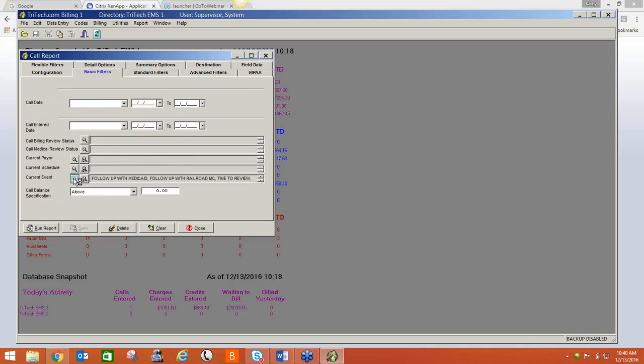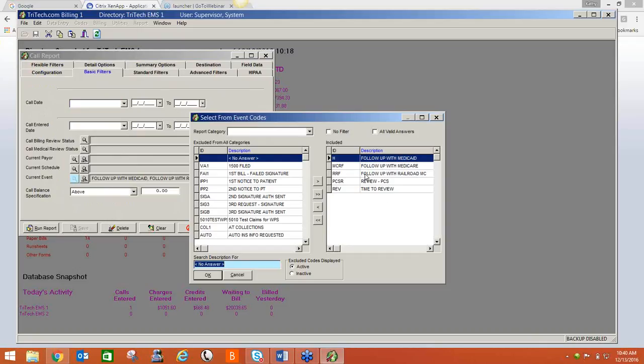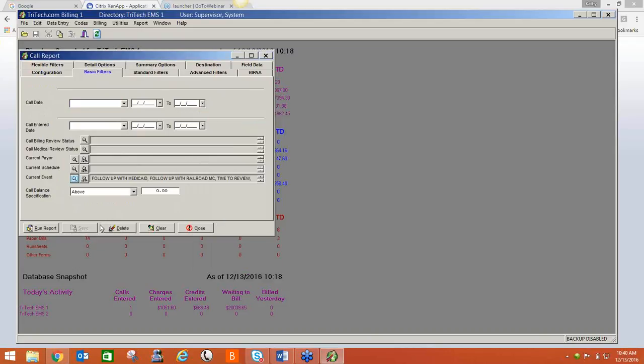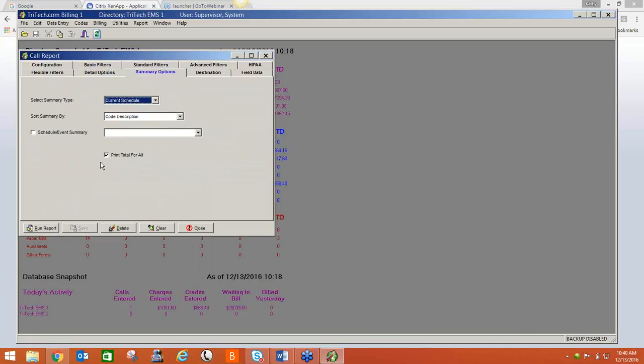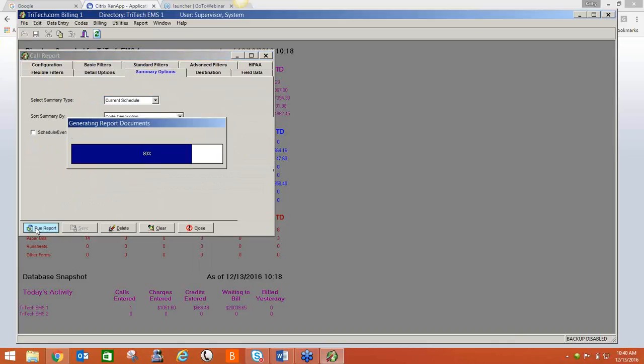And for my events, I am looking at those review and follow-up type events. So I have my follow-up Medicaid, Medicare, Railroad. I have review, time to review. So I have those last safety net type events all keyed in this report. On the detail options, I'm looking at the current payer, and on the summary options, I'm looking at what schedule they're in for the beginning of this report.